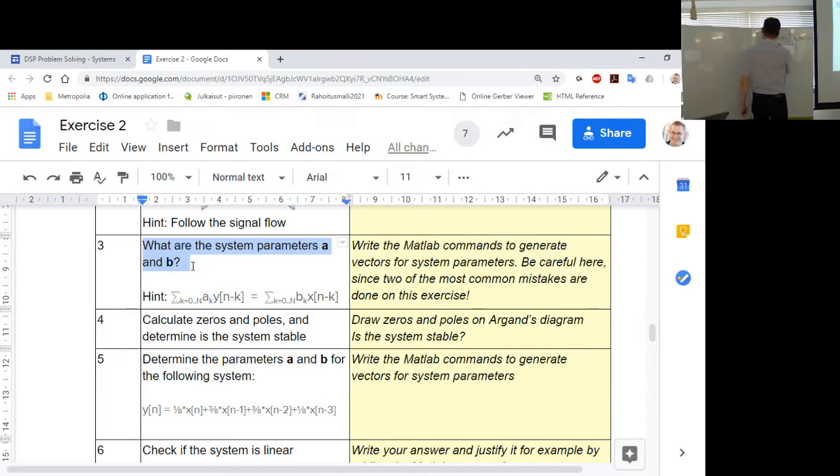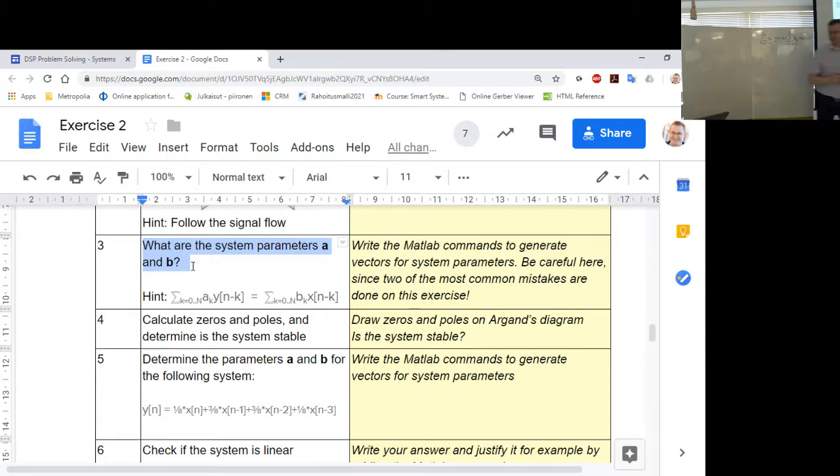There you need to be careful. What are the A's and B's? Two simple mistakes you can make here. Swap the A and B, meaning you are swapping the zeros and poles, meaning your stable system is unstable most of the cases, or critically stable. So careful when you are basically defining the system coefficients A and B.